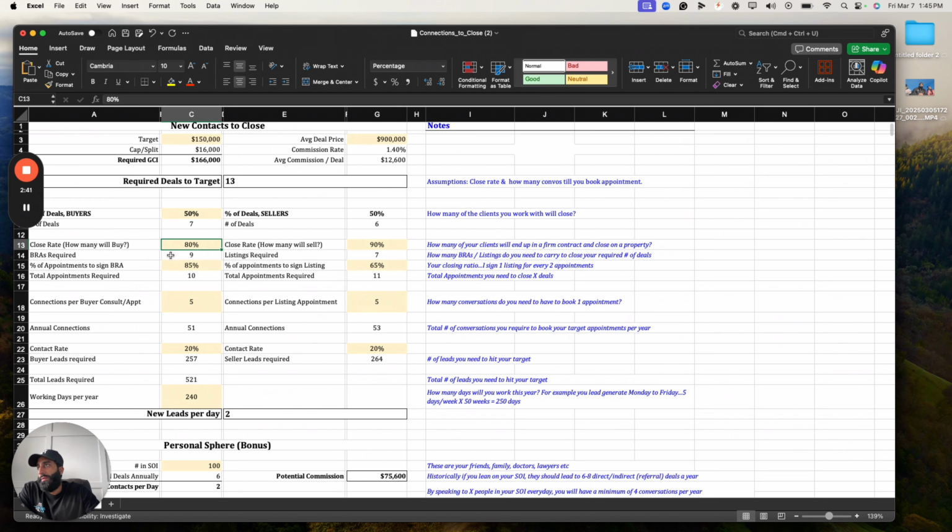Now, close rate around 80% will buy and around 90% will actually sell. So how many of your clients will end up in a firm contract and close on the property? That's clients that you actually sign. But if we take it back even further, how many buyers agent agreements or listing agreements do you actually need to achieve that? And then if you're at an 85% closing rate from the time that you meet the person and you actually sign them, and you're at a 65% for listings, these are just numbers that are averages.